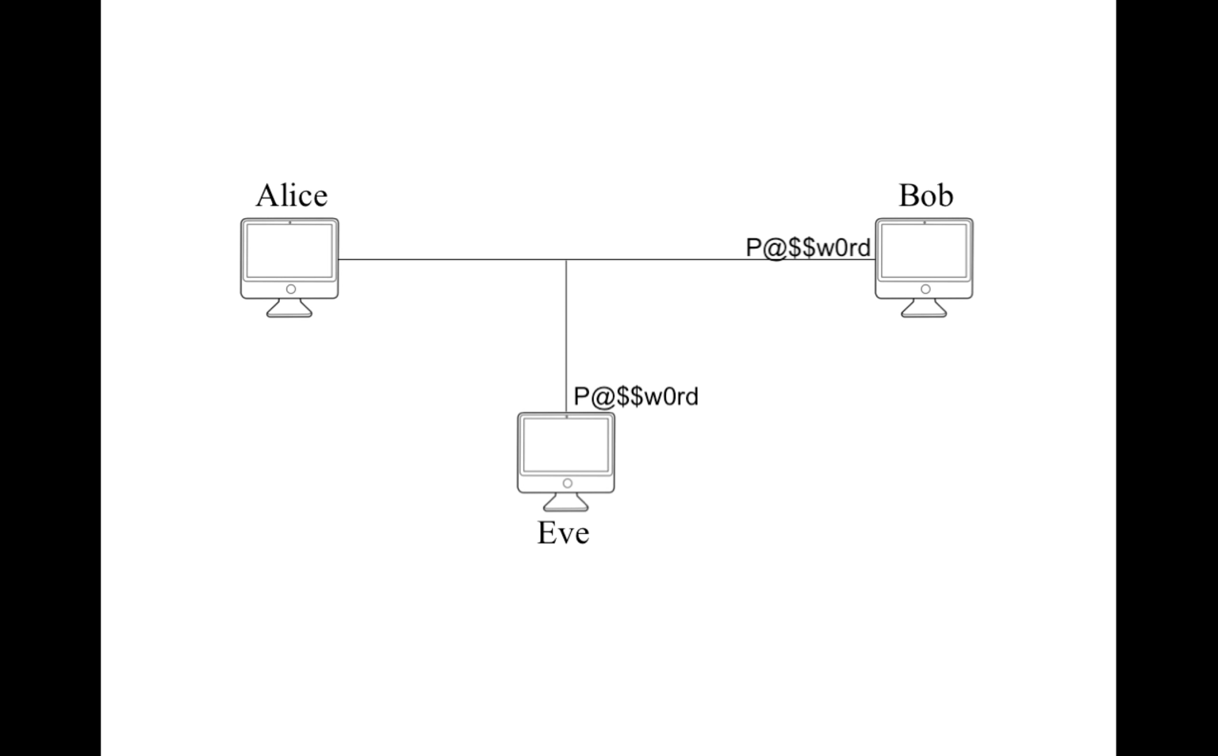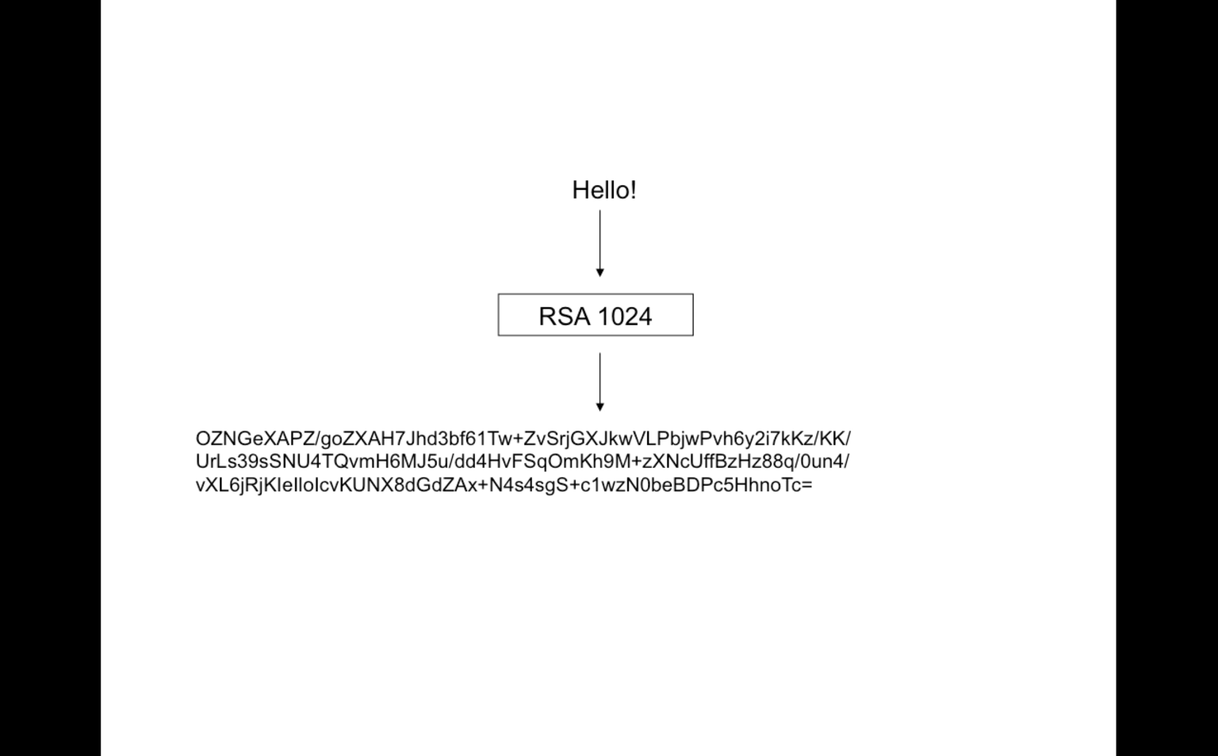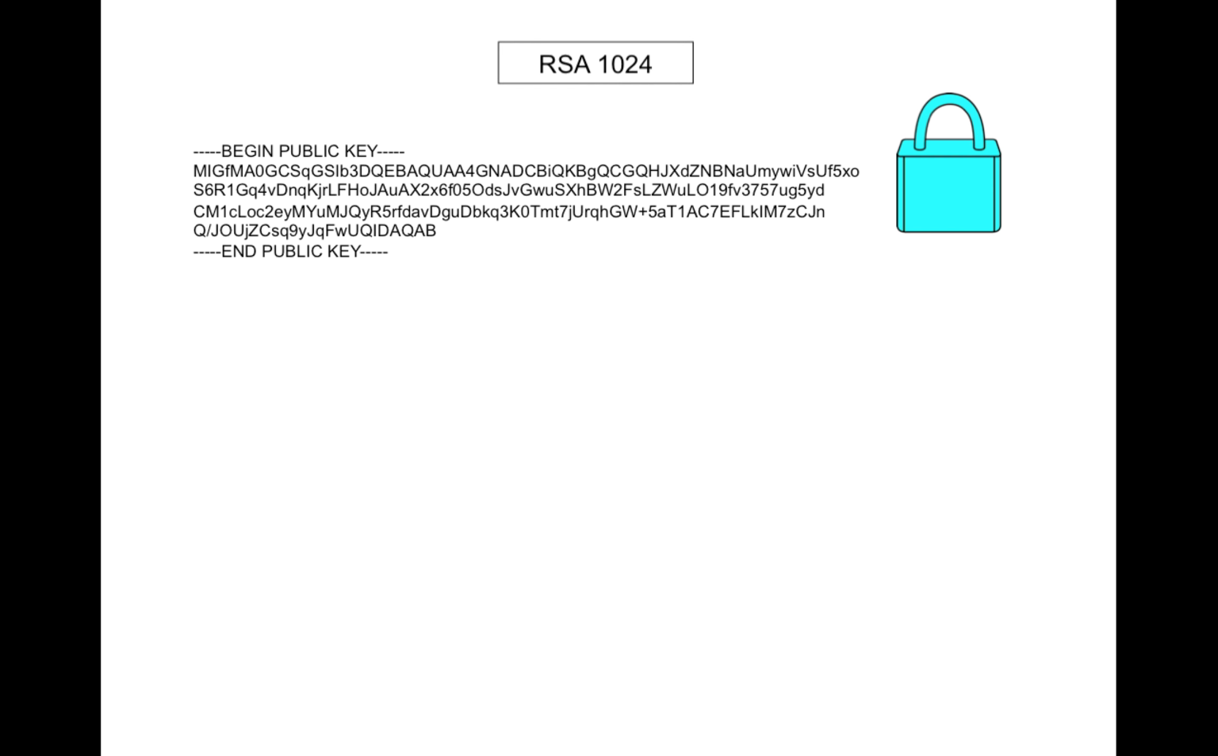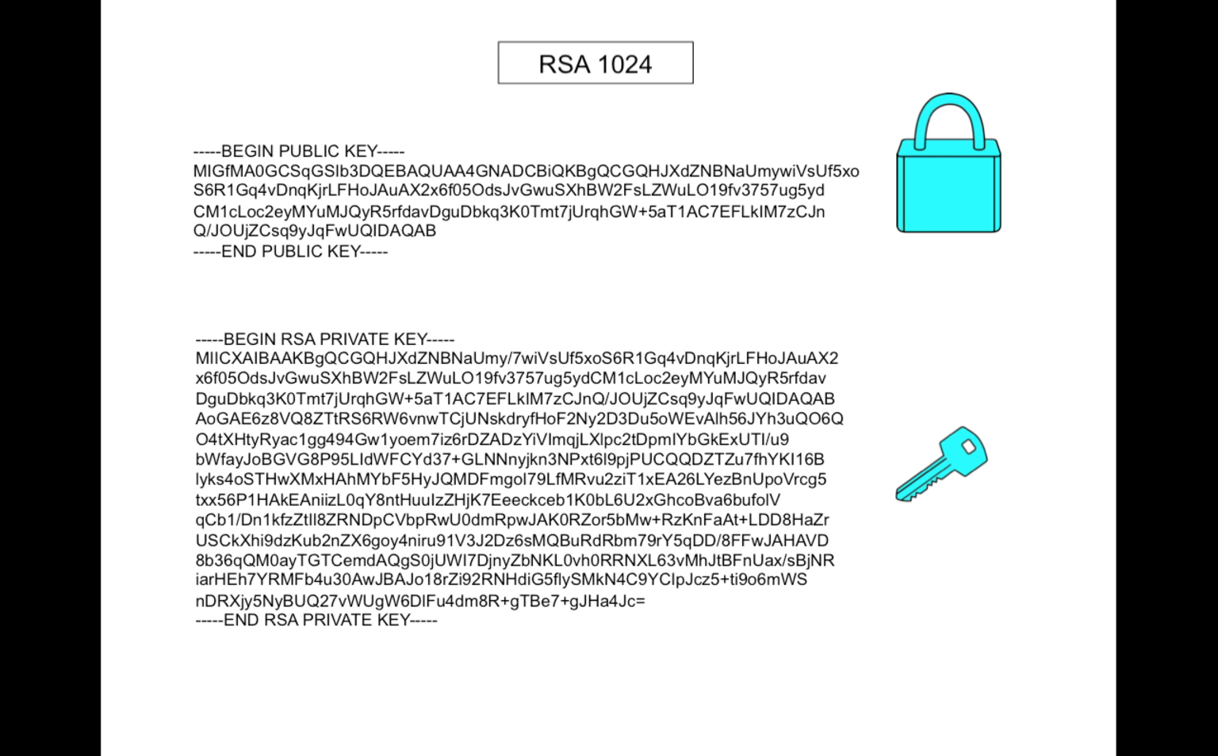A common way to resolve this issue is to use encryption. For example, Tor uses the RSA 1024 protocol, which would encrypt our word hello into this gobbledygook right here. RSA uses a public key and a private key to accomplish this. A public key is like a lock that can encrypt any information so that it can only be read by someone who has the private key. This is a very mathematically secure protocol that would take millenniums to brute force.